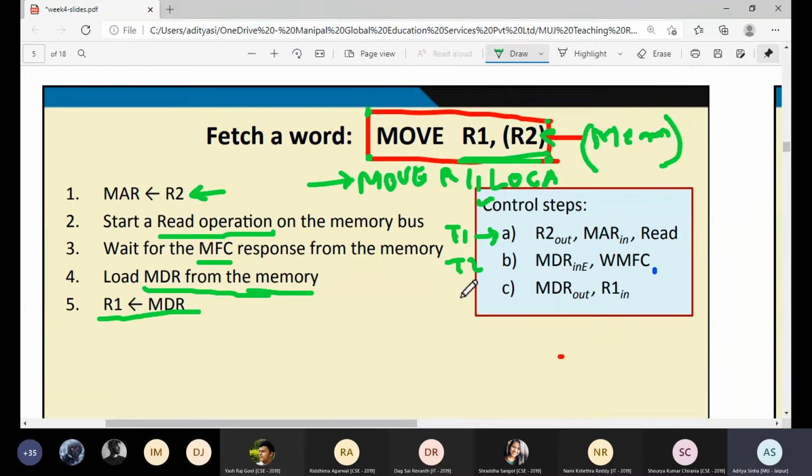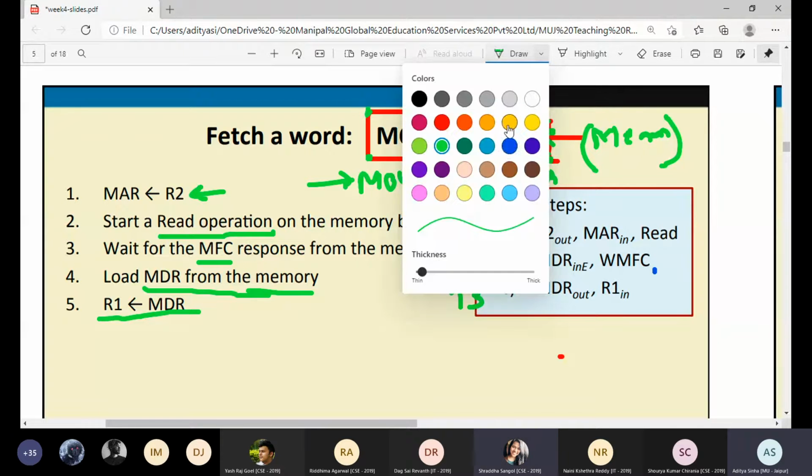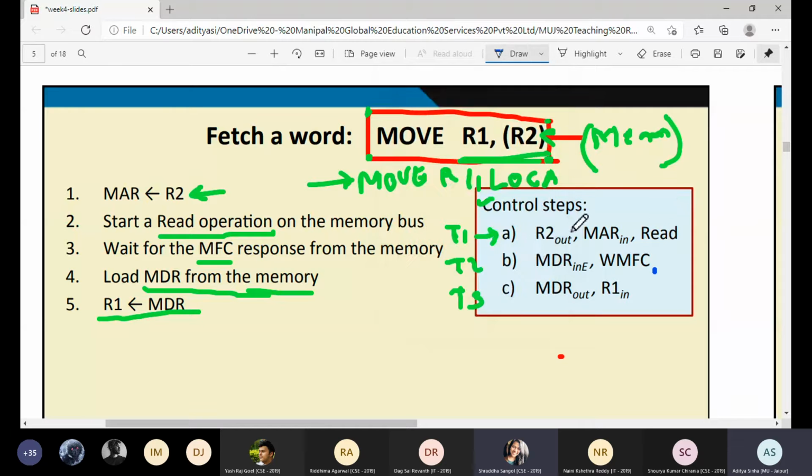What is this T1, T2, and T3? Clock time. Okay, so at first we need to put the data from R2. So we'll have R2 out. So the data is now available onto the system bus or memory bus. Memory bus. Are you sure? Yes, sir, because it has to be read in MAR, right?